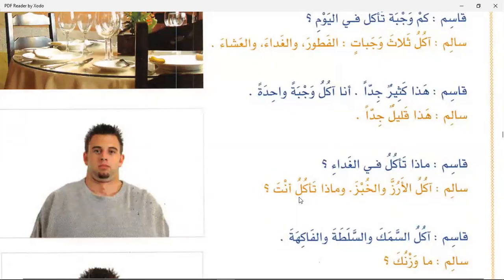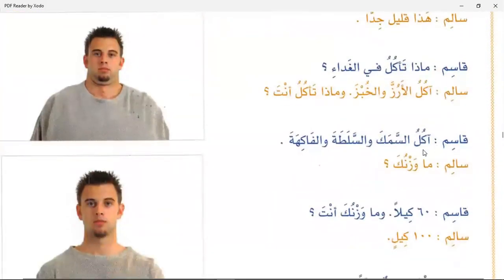Salim: And what do you eat? Qasim: I eat fish and salad and fruit. Salim: Ma waznuka? What is your weight?